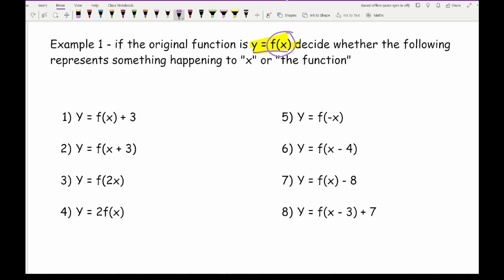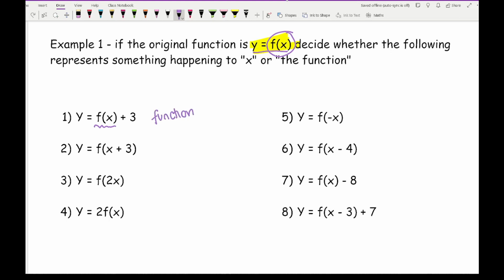Now, if you can see f of x, y is our subject, so our function is the f of x part. If you can still see f of x in all of its entirety with no edit or anything that's happened to it, then you're going to be doing something to the function. So for example, with question 1, if we had f of x plus 3, because you can still see the f of x, the original function, this is something that's happening to the function.